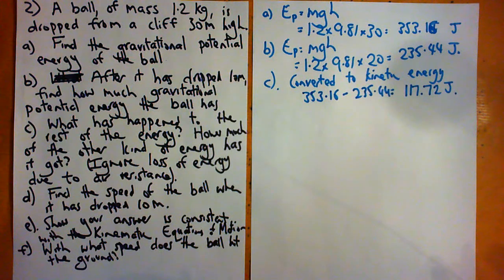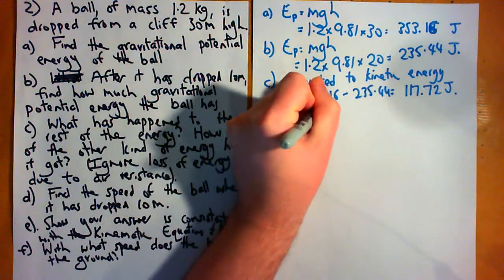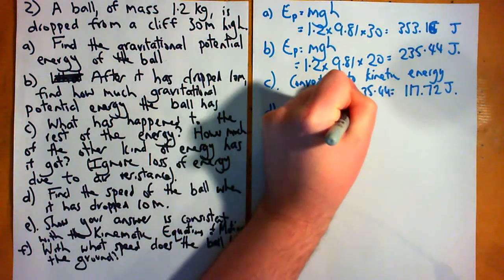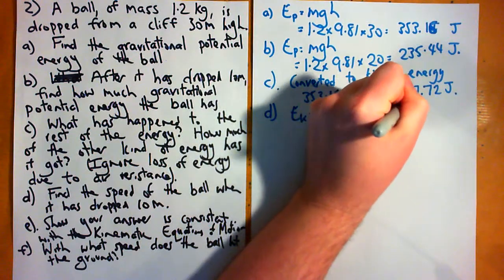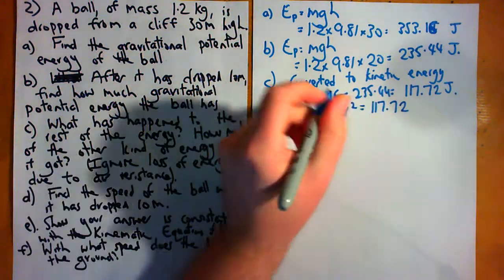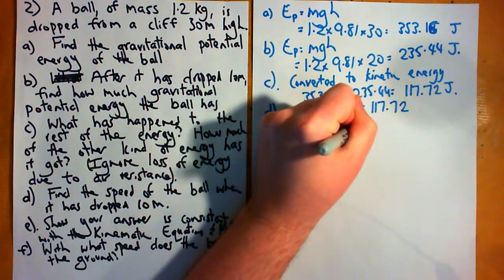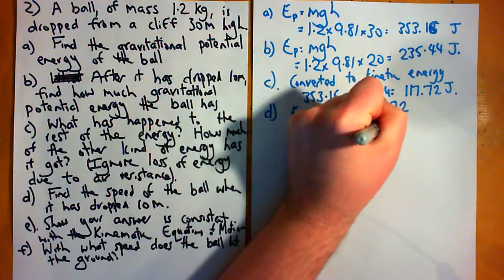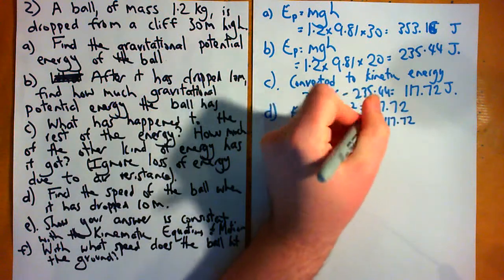Now question D, find the speed of the ball when it has dropped 10 metres. So we've found that it's all been converted into kinetic energy. Kinetic energy is 1/2 mv squared, and the amount of kinetic energy we've got there is 117.72 joules. We need to find v from that, so if we multiply that by 2, we get mv squared, so let's divide by m as well.